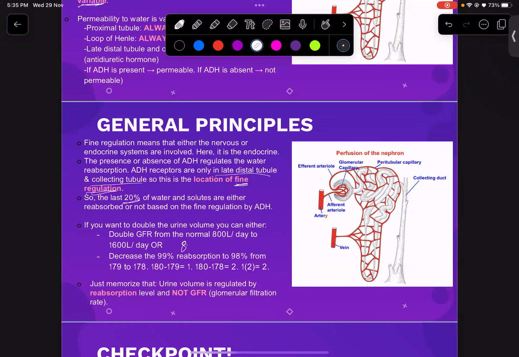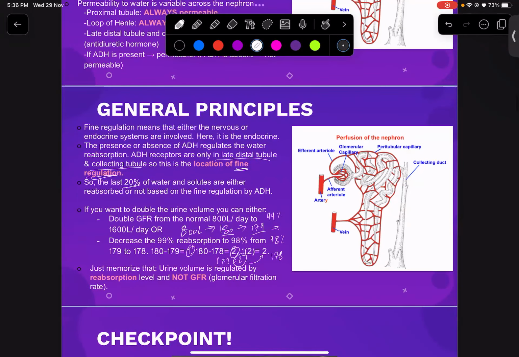Remember when we said we start off with 800 liters that are passing through, 180 of which are actually being filtered, and 99% of that is actually being reabsorbed. If we decrease this 99% to just simply 98%, we're going to get 178. 180 minus 179 is 1, and 180 minus 178 is 2, and 1 times 2 is 2. So this way, you actually double the urine volume by simply decreasing the reabsorption by 1%, rather than doubling the GFR from 800 to 1,600. So what do you guys think? Which one is easier for the kidney to do, the first or the second way?